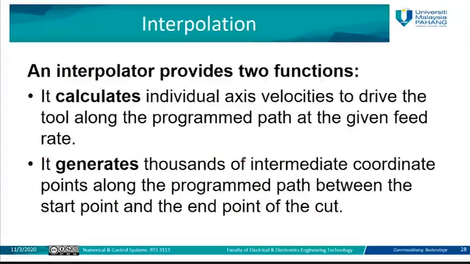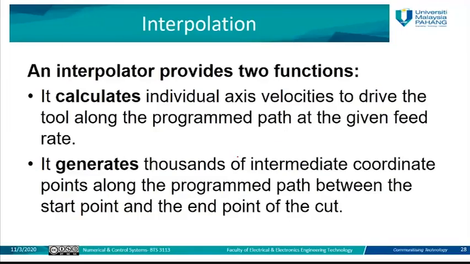So these are the two tasks, or two functions, of the interpolator. It calculates the individual axis velocities to drive the tool along the program path at the given feed rate. So it needs to calculate the individual axis velocity. For example, if the machine moves on the x-axis, what will be the speed of the machine on the x-axis? What will be the speed on the y-axis? What is the speed on the z-axis, and so on?